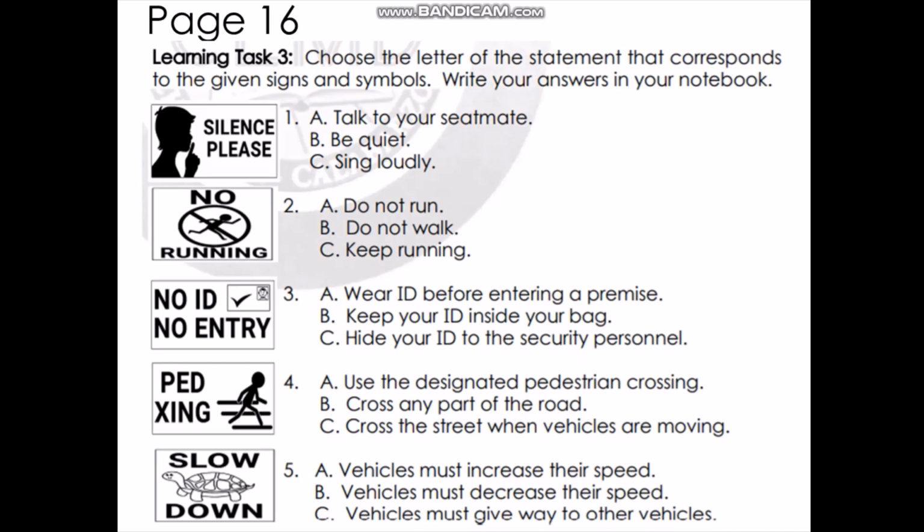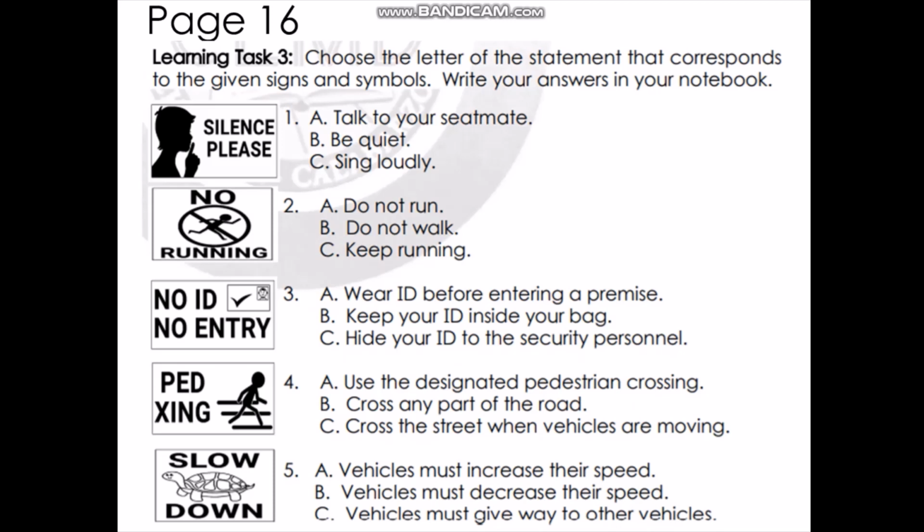So now, let's try to answer page 16, learning task 3. Okay? So now, put on your paper, page 16, learning task 3, answers only, just write 1 to 5. Just choose the letter of the statement that corresponds to the given signs and symbols. You just have to find the meaning of each symbol.